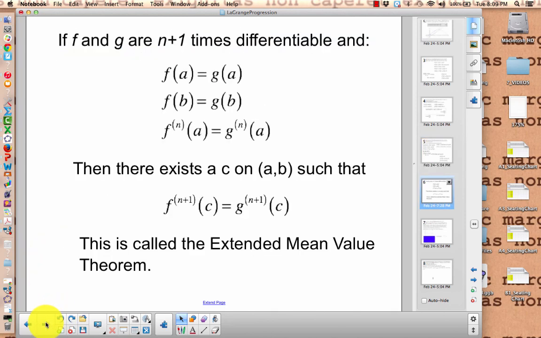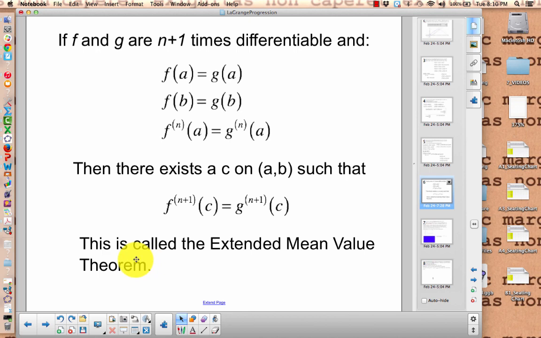And what we want to say now, without a proof, is that if f and g are n plus 1 times differentiable, so we've been through differentiable, twice differentiable, 3 times differentiable, we get the same results essentially each time. So if f and g are n plus 1 times differentiable, and you have two intersection points for the graphs of f and g, and you know that the derivatives of f and g are the same at a, then you can conclude that there is a number between a and b such that the (n plus 1)th derivative of f is equal to the (n plus 1)th derivative of g.